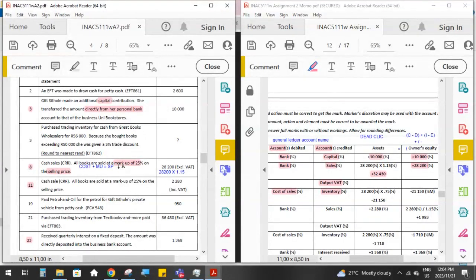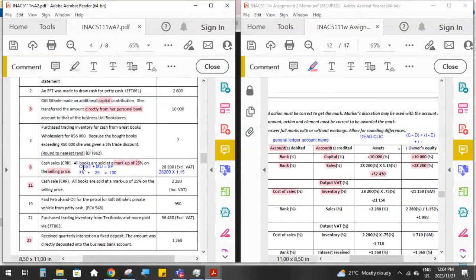If my markup is 25% of the selling price, then my cost is going to be 75%, because 75 plus 25, my selling price must be the 100, the base. My markup is 25% of selling. So selling gets the 100%. So because the equation cost plus markup must equal selling, 100 minus 25 means my cost is 75.